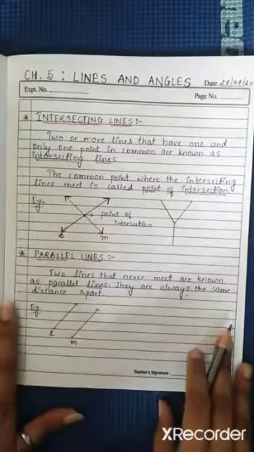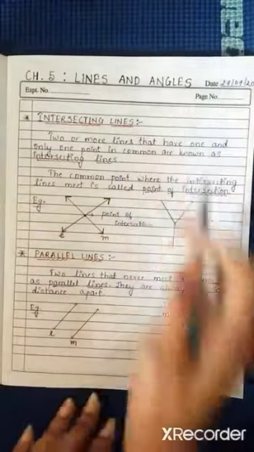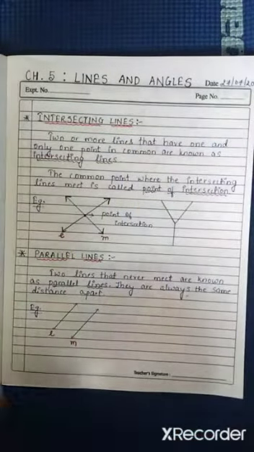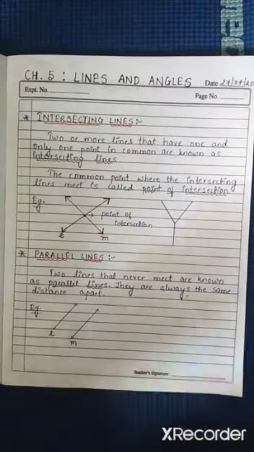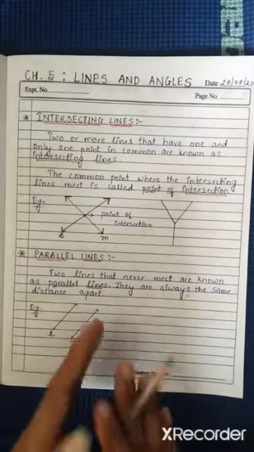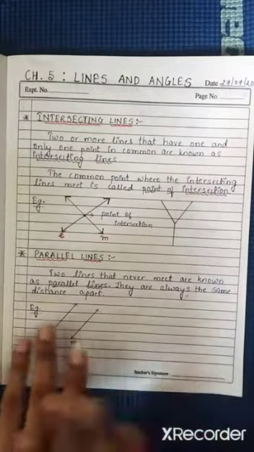Good morning, students. So we were learning chapter number 5, lines and angles. As far as I am concerned, exercise 5.1 has already been done. So today we'll be learning about exercise 5.2. But before that, there are a few important definitions that we need to go through. So let's start with that.